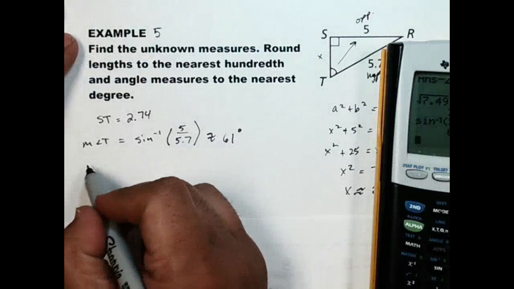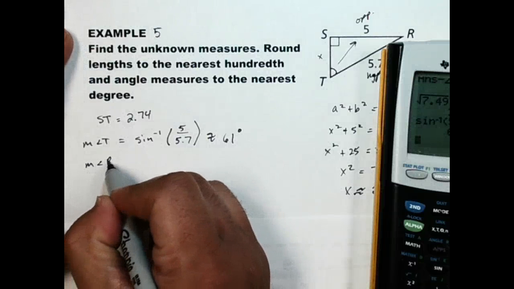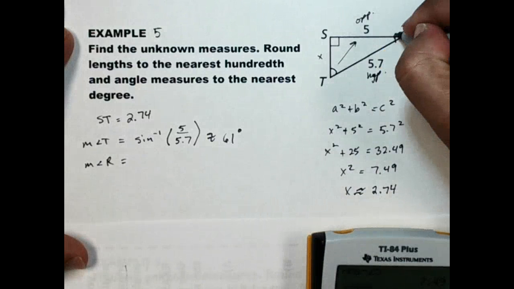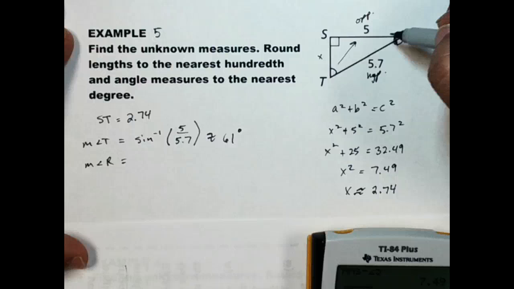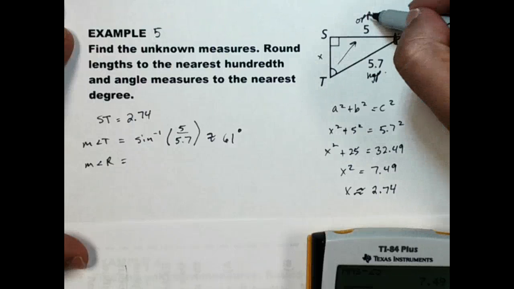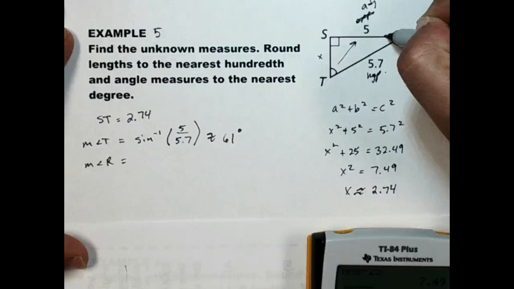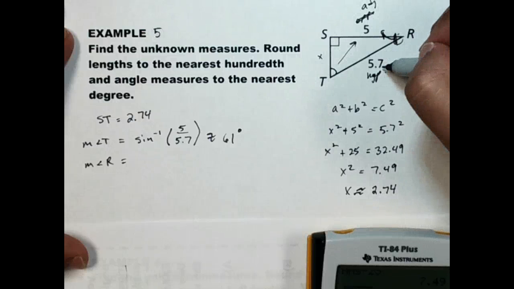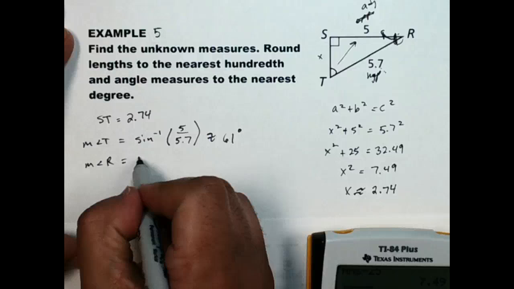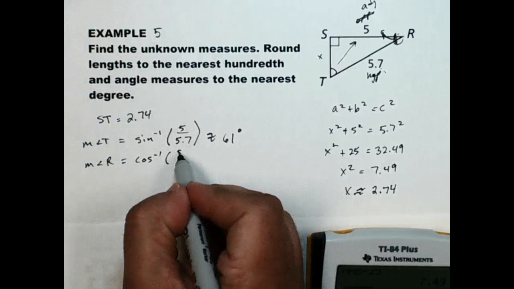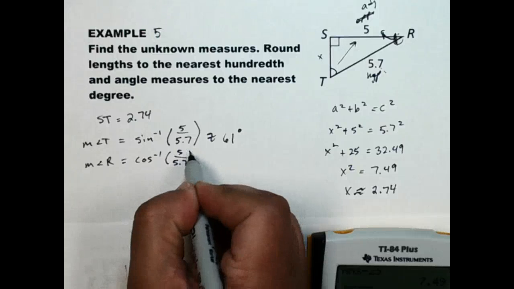All right. Now let's do the same thing with the measure of angle R. So now I'm going to use this as my reference angle, so that's going to change things up. Now this is going to be my adjacent side if I'm looking at R, and this is still the hypotenuse, so I want to do the inverse cosine. Right? And then adjacent over hypotenuse.